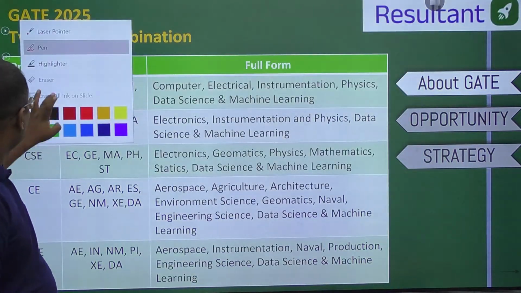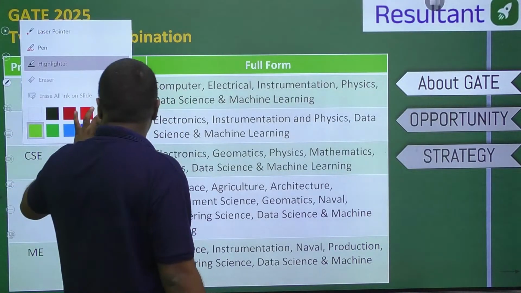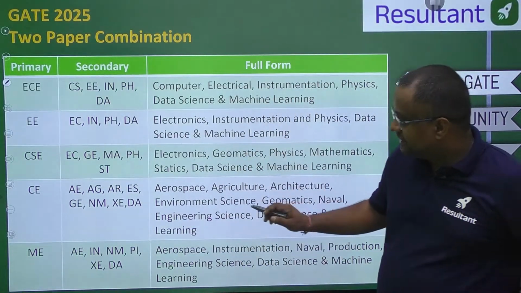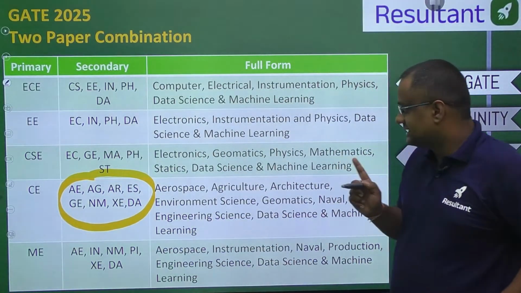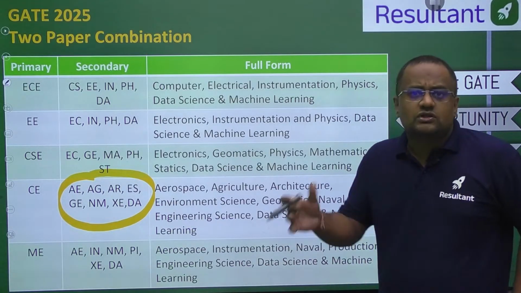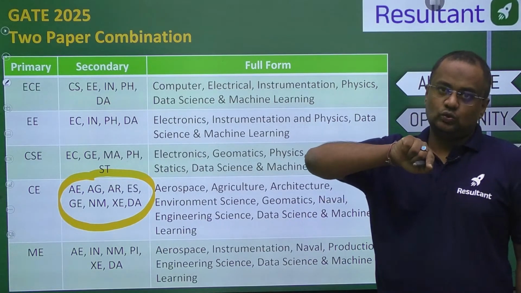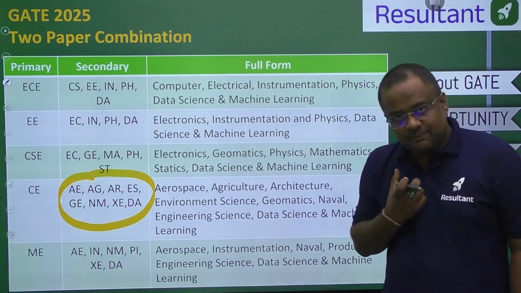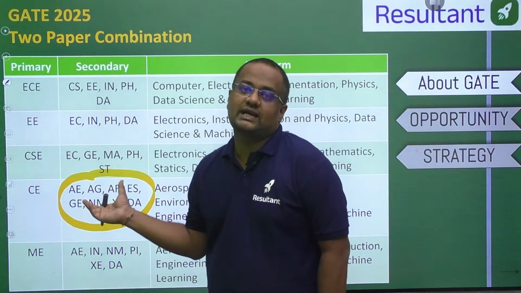Acha, one more thing. Now, guys, please see this, that a civil engineering student can give the exam for multiple branches. Let me tell you, a civil engineer can give the exam from aerospace, agriculture, architecture, environment science, geomatics, naval engineering, data science and machine learning. Now sir, what is this? Guys, in the same year, suppose you are giving the exam in 2025, you can opt for civil engineering as a paper, or you can opt for civil engineering plus this. Any of these also you can attempt.